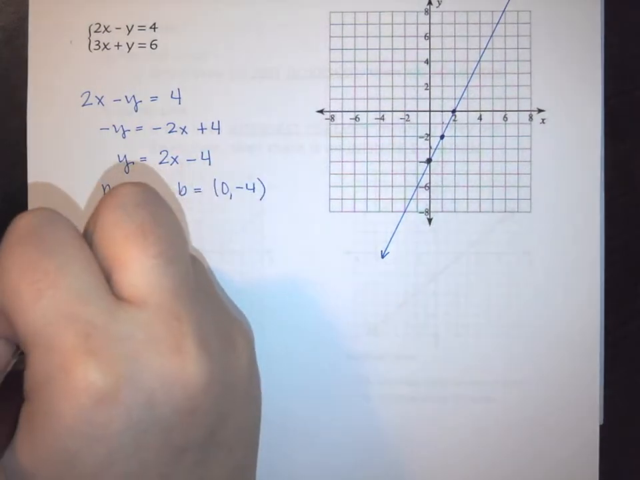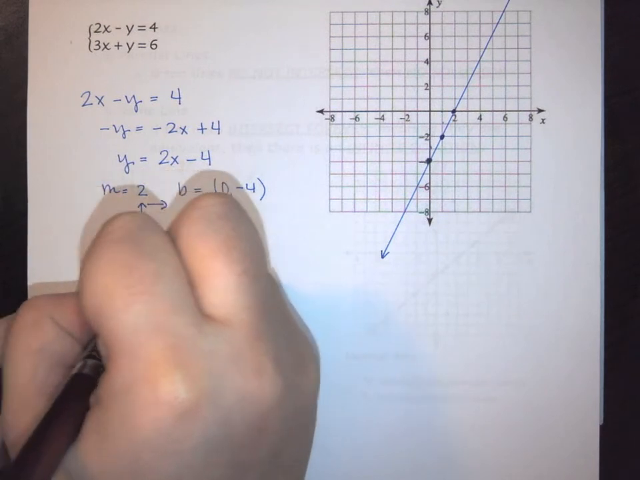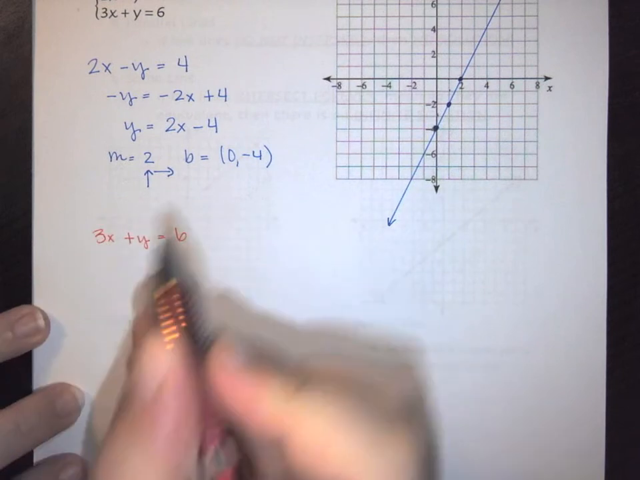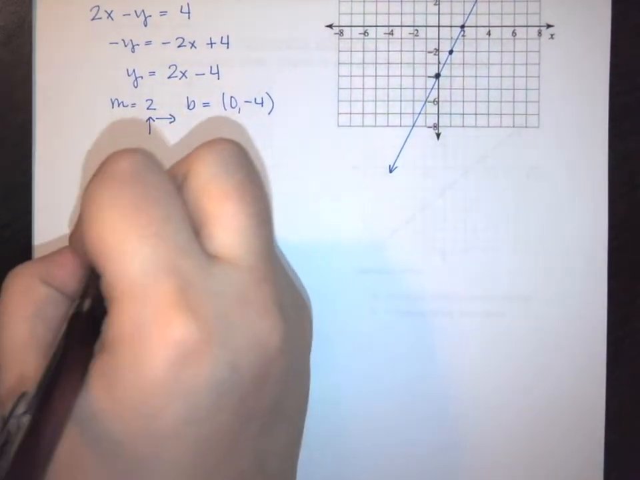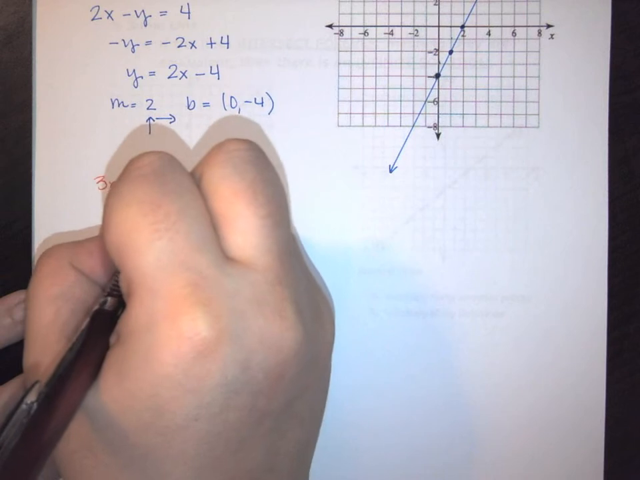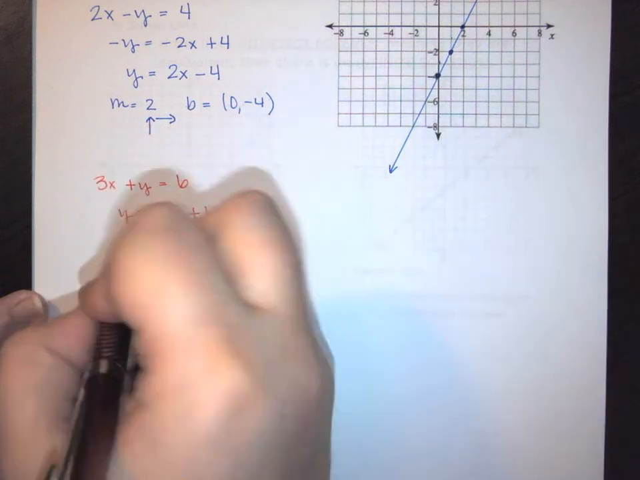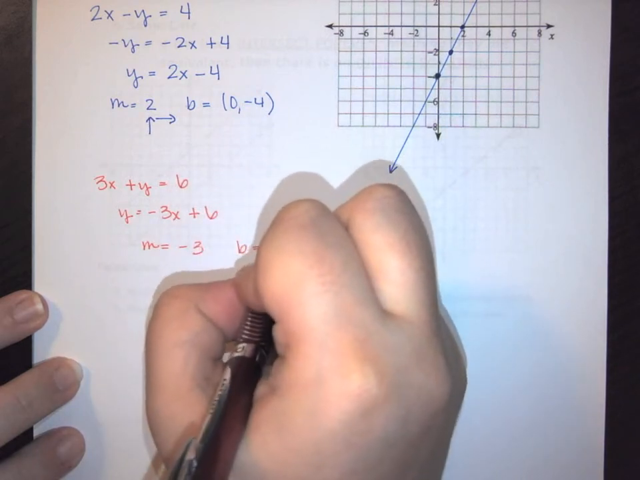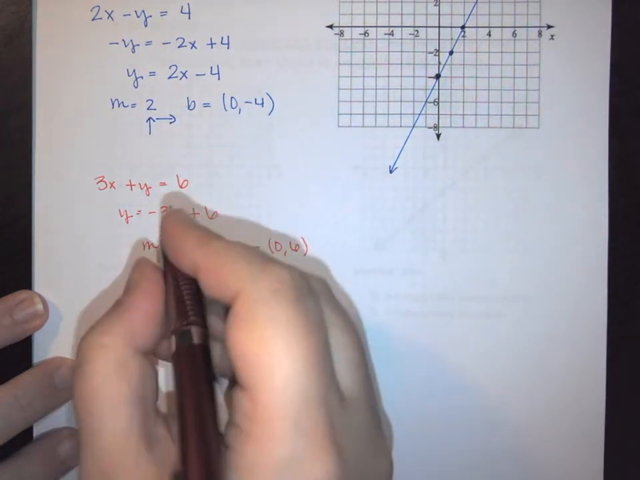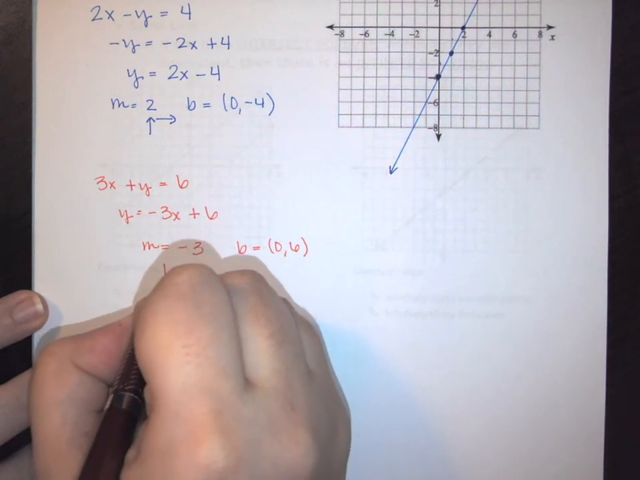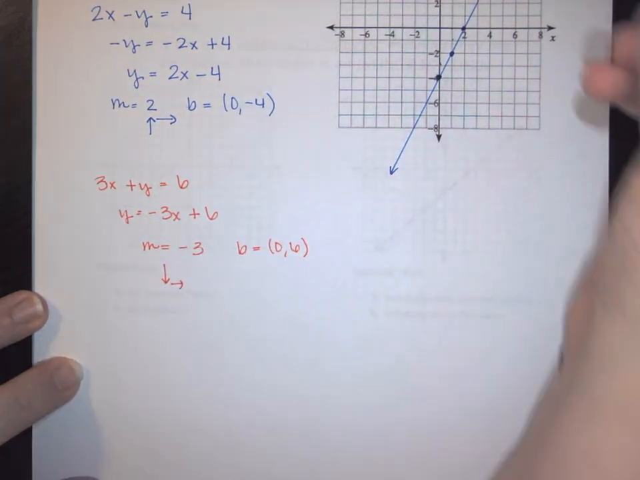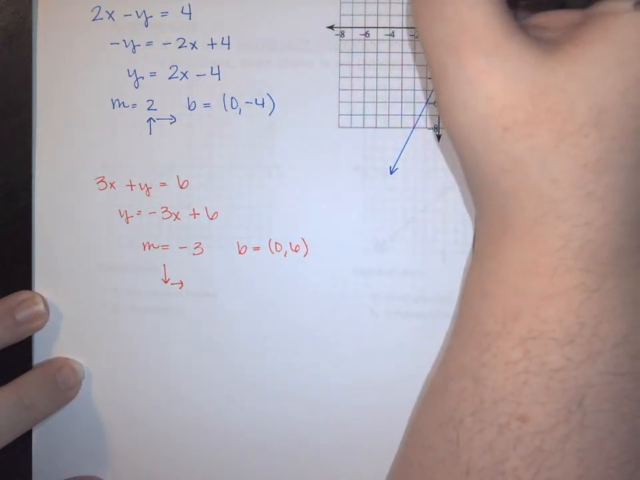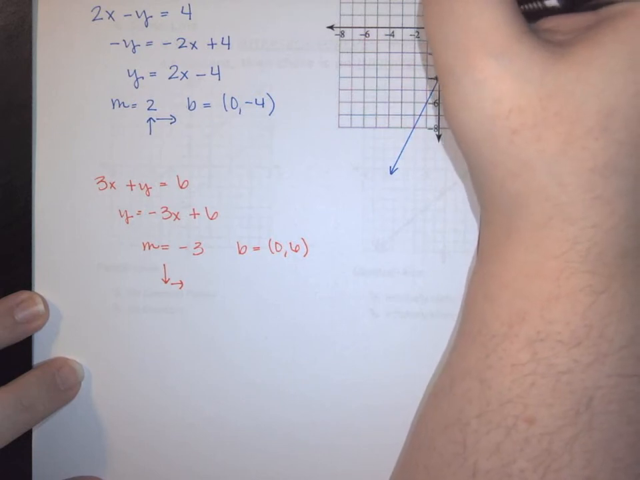For the other one, I have 3x plus y equals 6. So in this case, again, if I wanted to stick with my intercepts, I would have that y equals a negative 3x plus 6. My slope is a negative 3. My intercept is the point 0, 6. So my slope in this case is going to go down 3 to the right 1. We're going to start up here at the point 0, 6. So 1, 2, 3 over 1. 1, 2, 3 over 1.